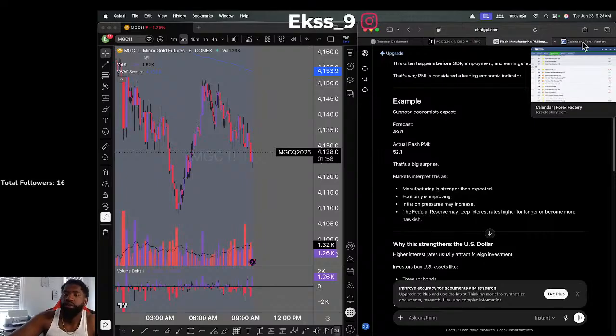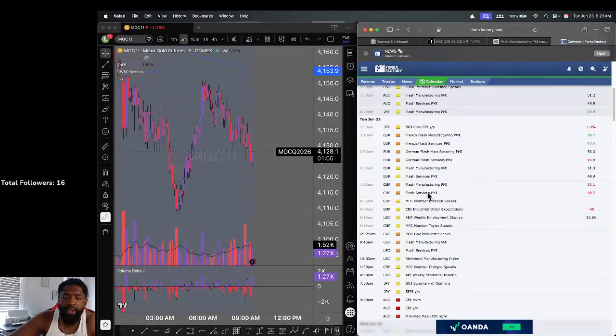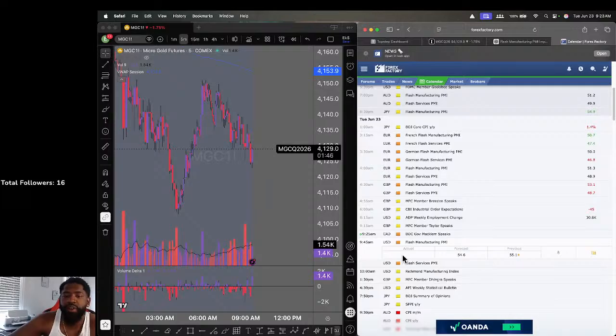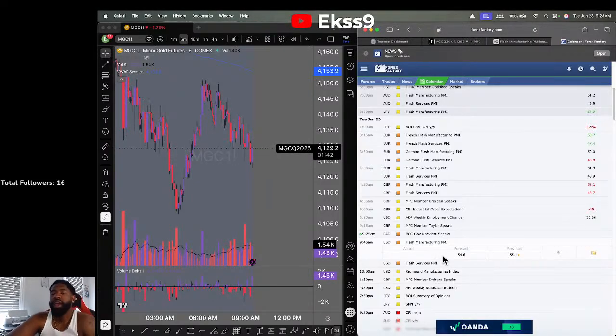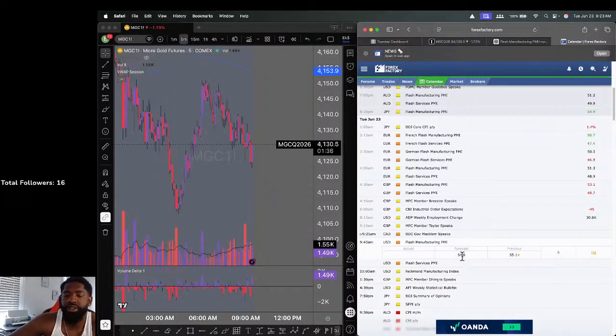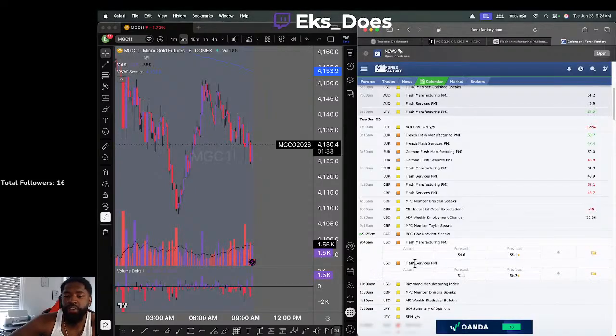So for example, for the PMI that's coming out today at 9:45, the forecast is 55.6. So at 9:45, the actual number will come out for this report, and depending on whether or not the actual number is greater or larger than the forecast, will give people anticipation on how the market will react.